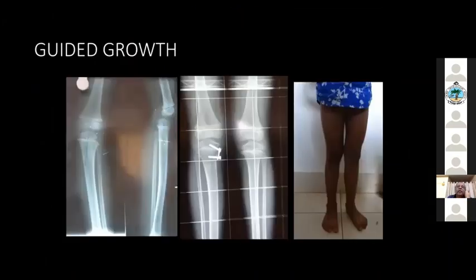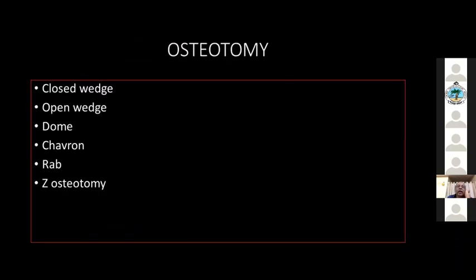Then this is the guided growth that is commonly done by using 8 plates, so that the growth on the medial side is reduced and the lateral side keeps on growing. And the only thing is you should have at least 2 years of growth left for doing this procedure. This is another case with guided growth.